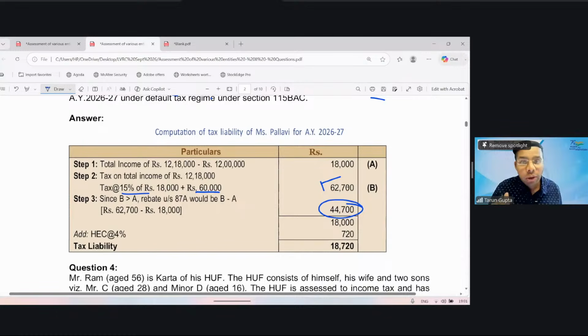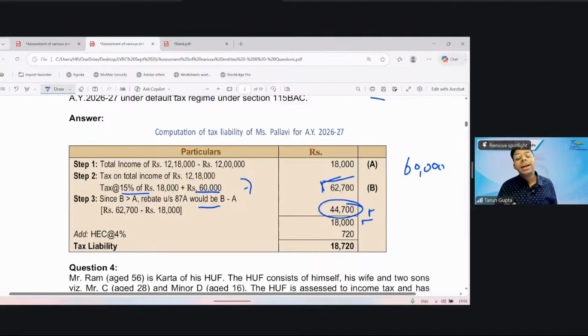Tax on 12 lakh you have to compute, and the tax on 12 lakh is 60,000, right? And tax on 12 lakh 80,000 is 62,000. No, it is 78,000. No, 62,700. And the rebate under Section 87A would be B minus A, 44,700. So the tax shall not exceed the 18,000.